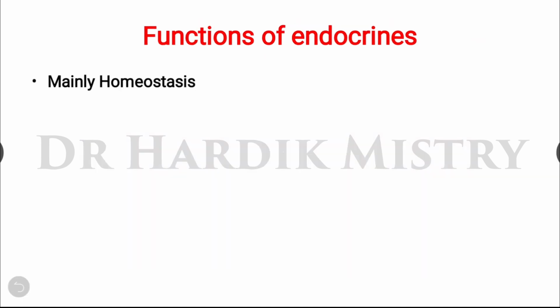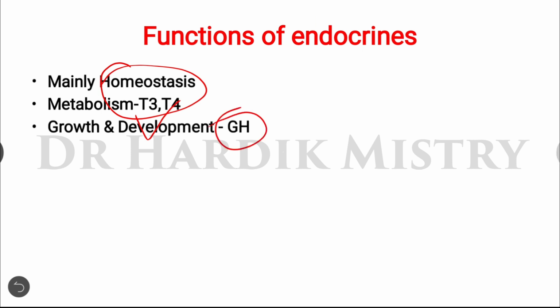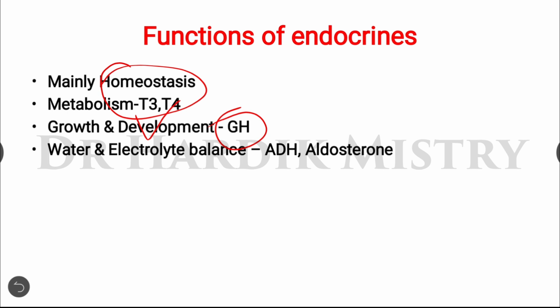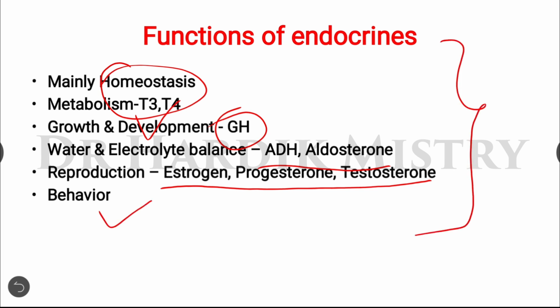Functions of the endocrine system, mainly homeostasis. They maintain the homeostasis of our body. Metabolism, T3 and T4 hormones. Growth and development, growth hormone. Water and electrolyte balance, ADH and aldosterone. Reproduction, estrogen, progesterone and testosterone. And behavior. So these are the main functions of the endocrine glands.